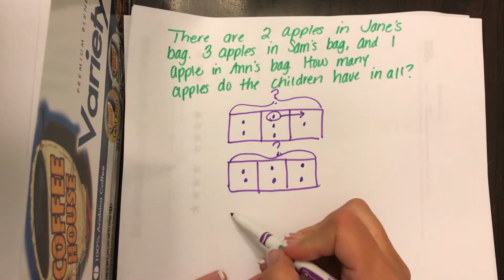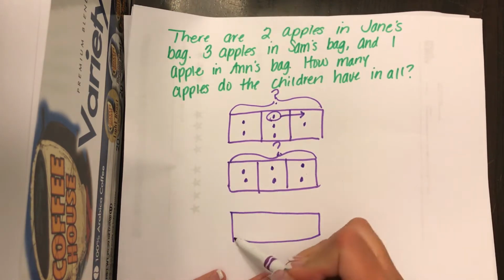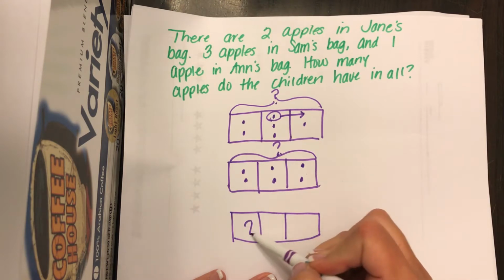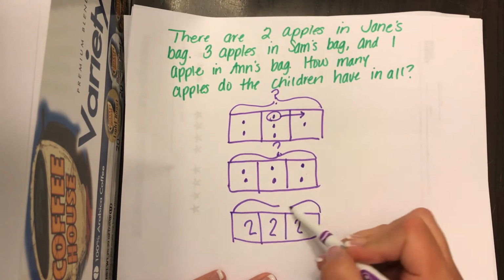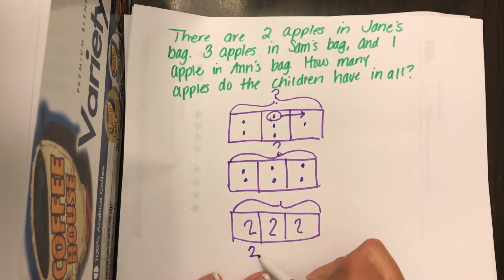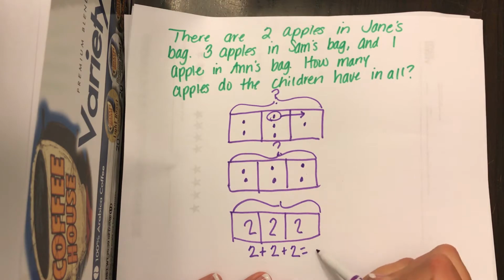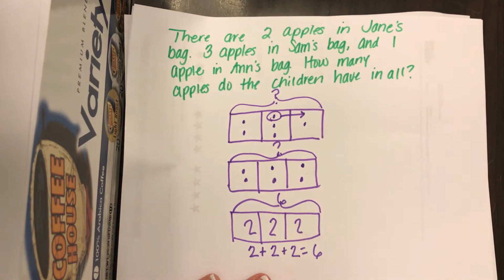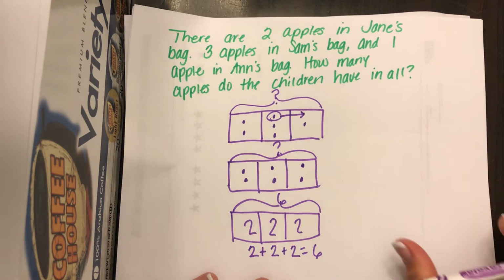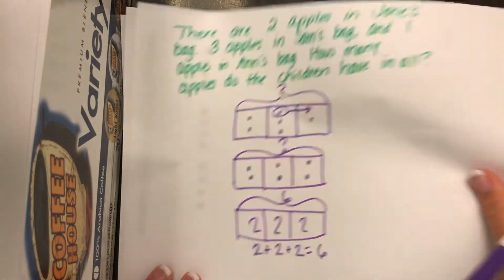Then from your tape diagram here, you can put it into numbers. You have 2, 2, and 2. So you can add them in repeated addition. 2 plus 2 plus 2 equals 6. All we did right here was add by 2's. Okay, let's do another one.